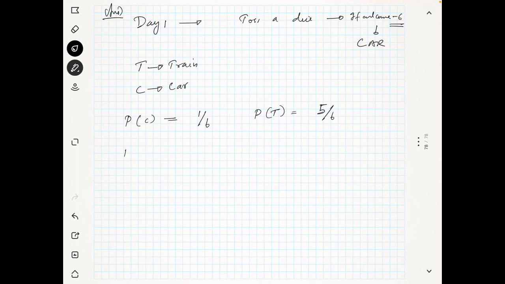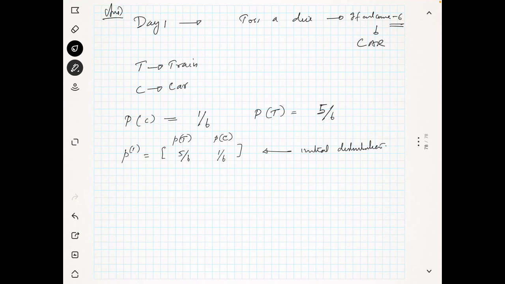So the initial probabilities on day 1, for the train, this is the probability of train and this is the probability of car. What is the probability of train? It is 5 by 6, and probability of car is 1 by 6. This is the initial distribution, how it is distributed initially.